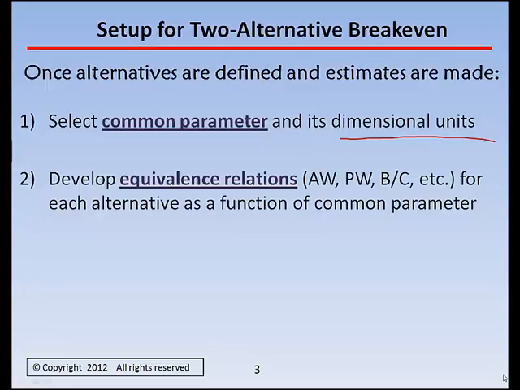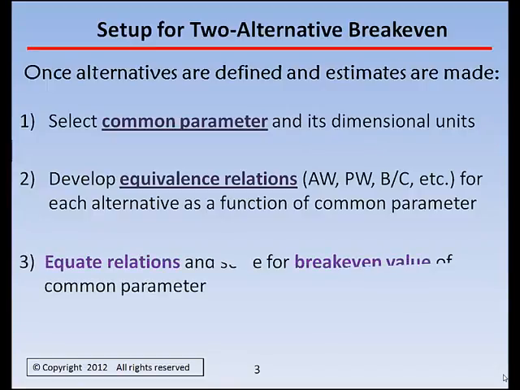The second step requires that the equivalency relations be developed using the common parameter. As recommended earlier, using an AW relation over the respective lives of the alternatives is the easiest approach, but any basis will work provided the requirements of the method are followed. Once the AW relations are equated, solving for the common parameter value identifies the BE point between the alternatives with the time value of money already considered.